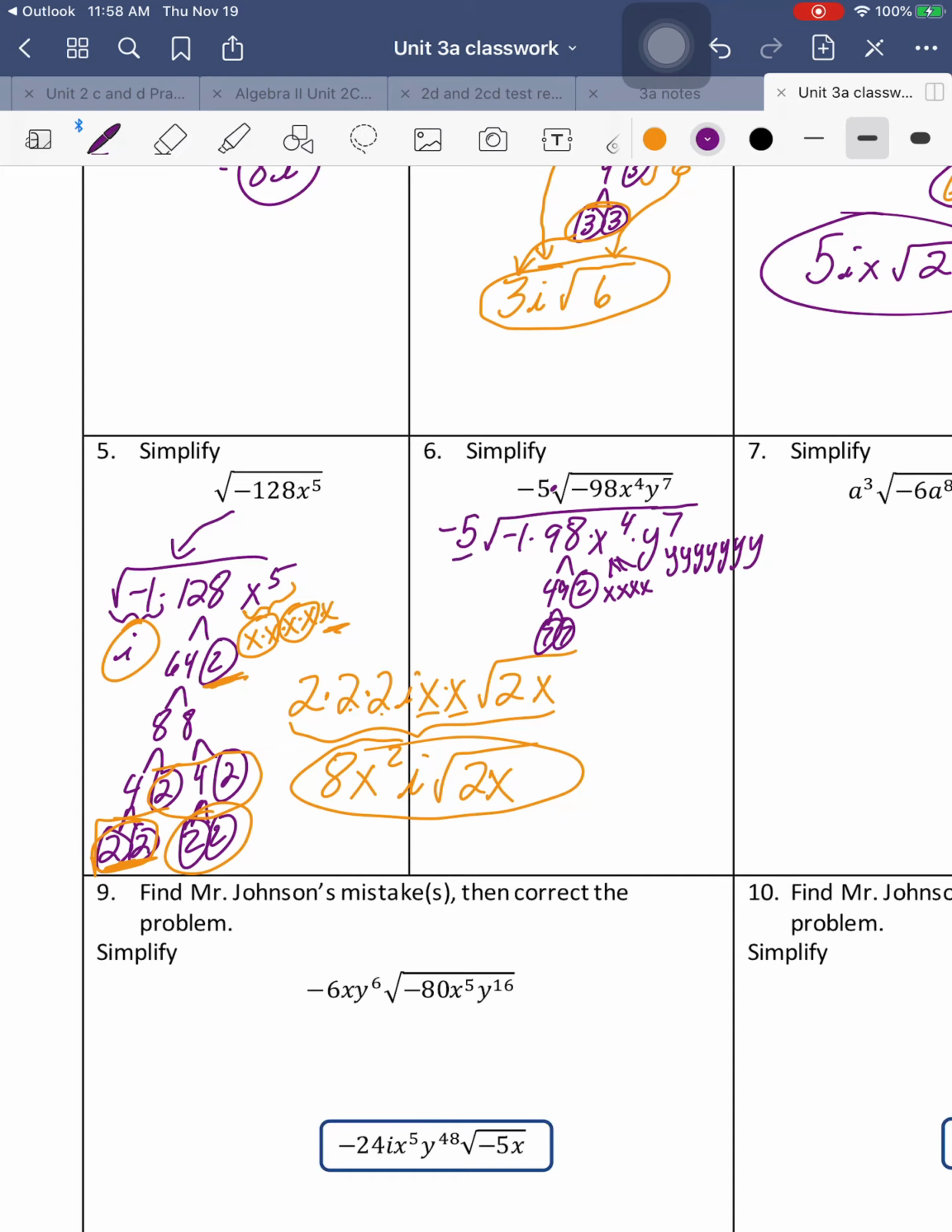So on the outside, we have the 5, so negative 5 on the outside. We have the square root of negative 1 is i. Let's do the x's, 2 pairs, so that's going to be x times x. And 1, 2, 3 pairs of y's, so 3 y's coming out.